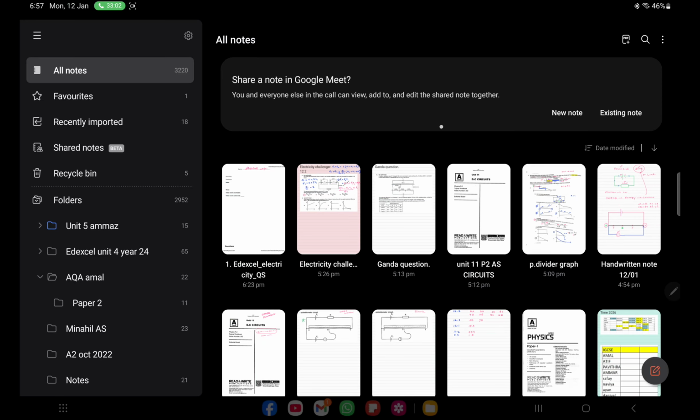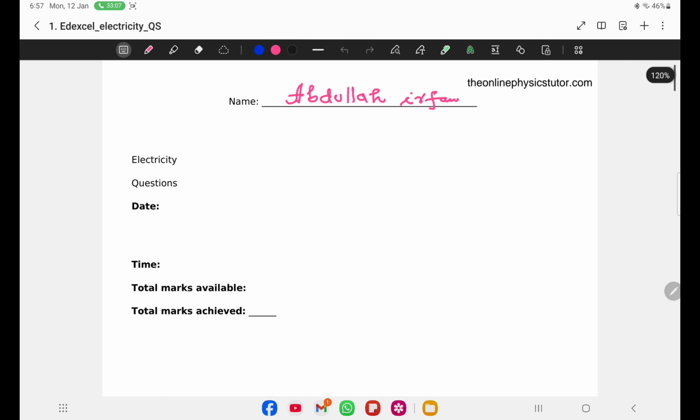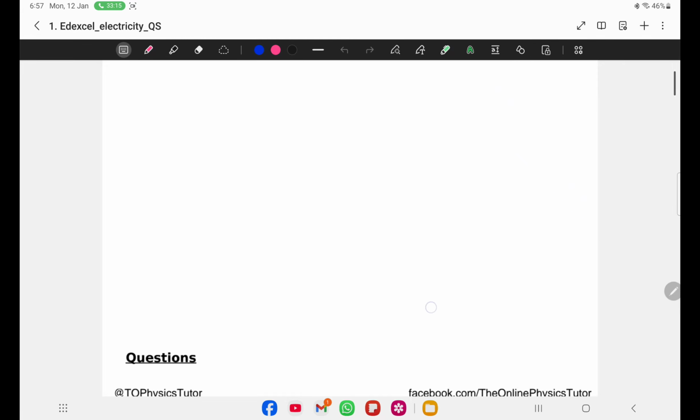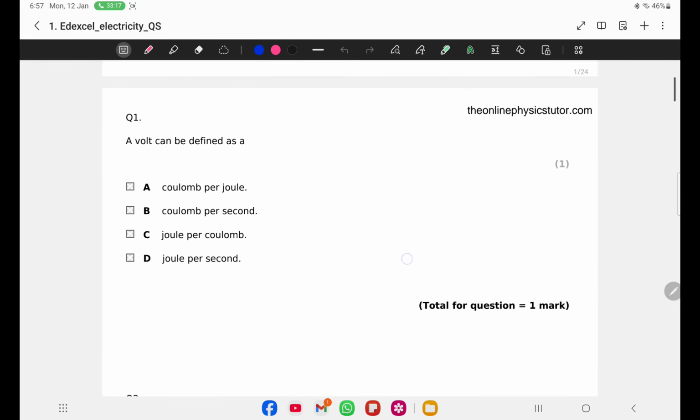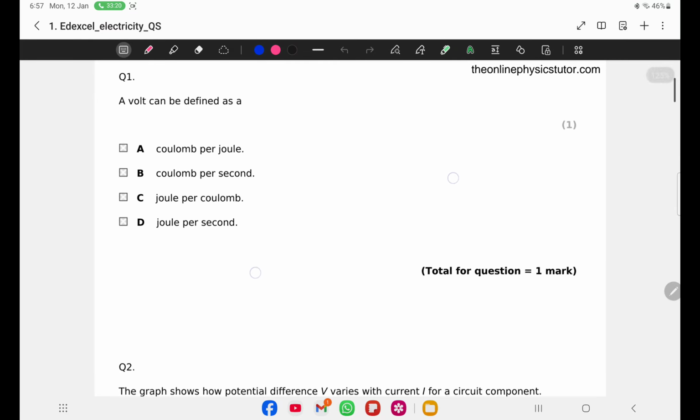And now we are shifting to a sheet of past papers. The name of the student is Abdullah Irfan. And it is the electricity question sheet. And now the question number one on your screen.